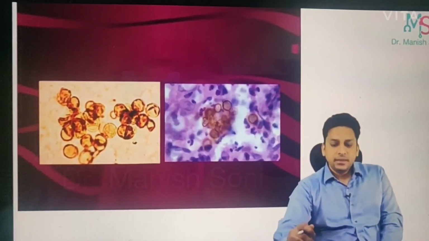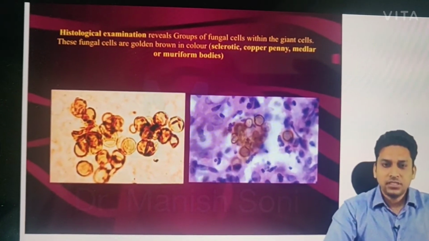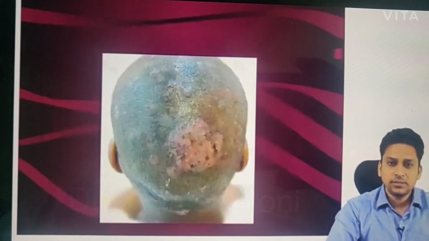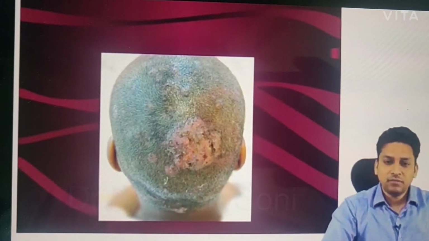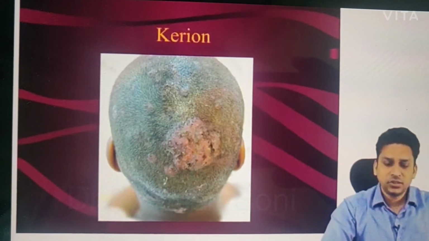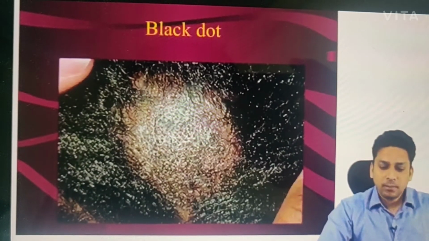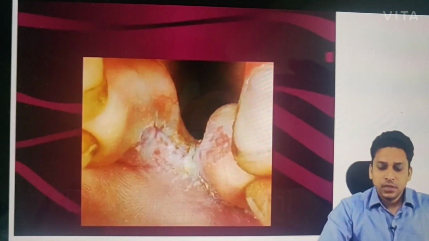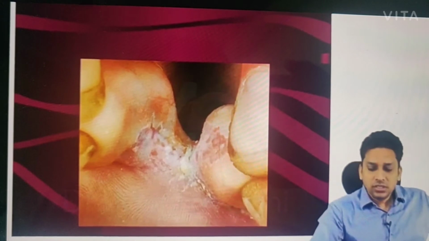Next, let us discuss a few images which you can see. Here you can see these are copper colored, coin shaped bodies. These are copper penny bodies seen in chromoblastomycosis. Here in this patient you can see the child has this boggy swelling with associated lymphadenopathy. This is a case of kerion. Then black dot type of tinea capitis. Here black dots are seen in the patch. If the web spaces are involved, like in between the toes, it is tinea pedis.